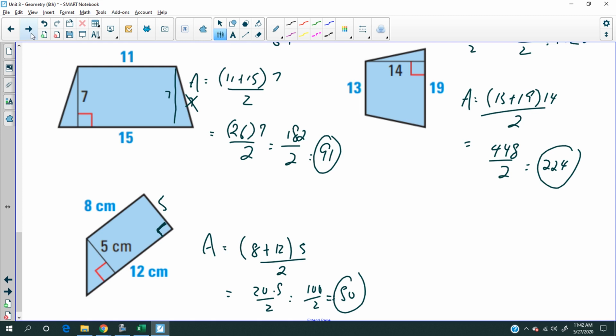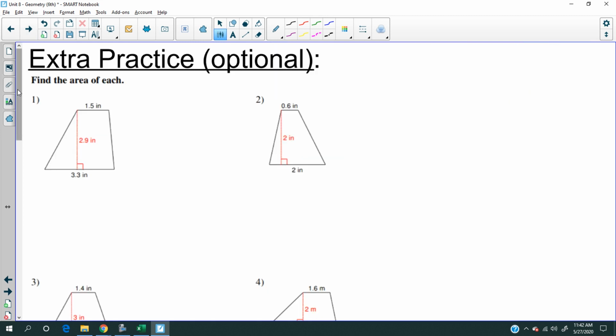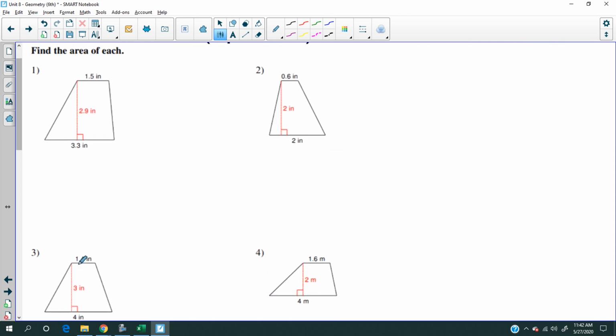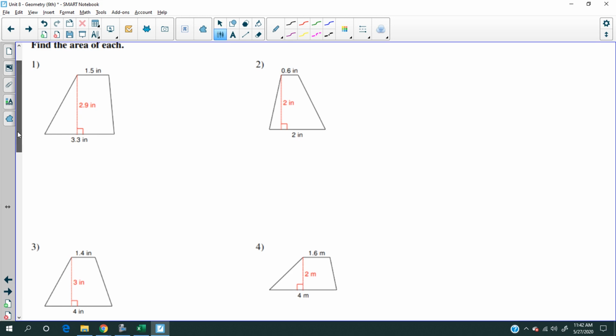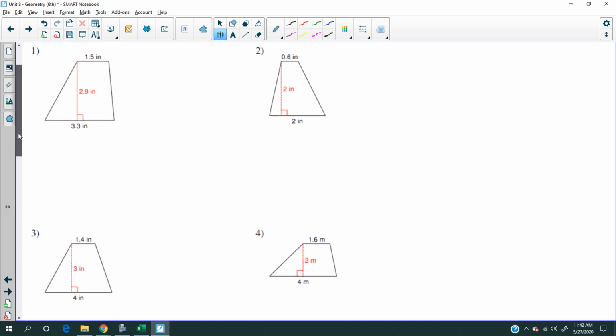Now, that said, I'm going to give you some extra practice because we still have plenty of time. If I can end this at 15, I would be ecstatic, because yesterday was a long lesson for you guys. So, let's find the area. I'm going to leave this up here.